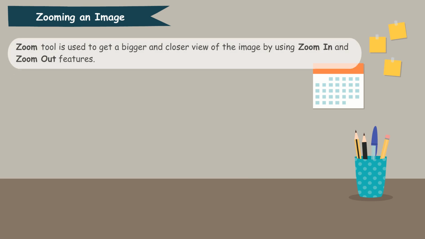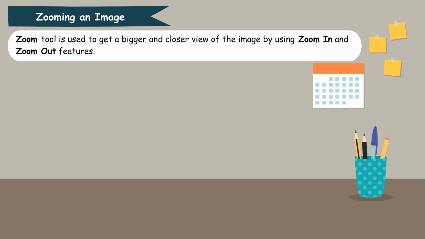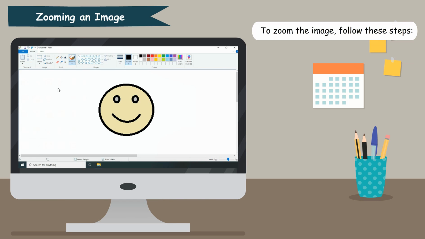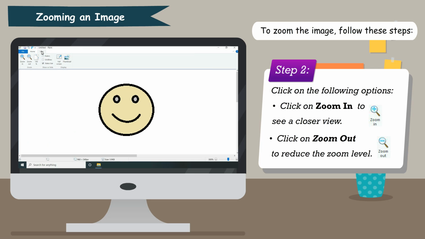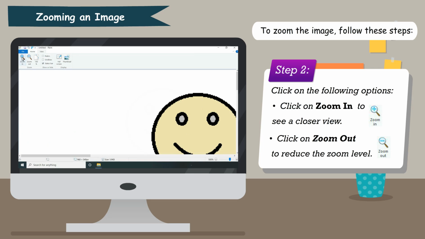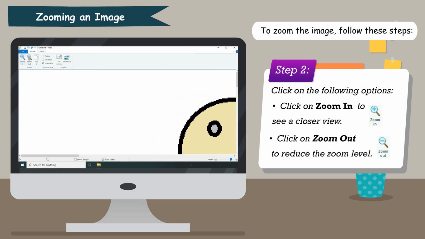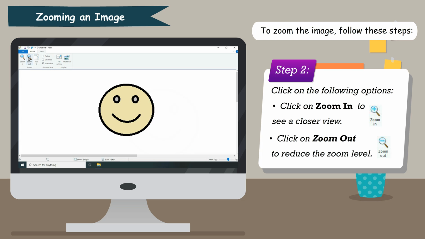Zooming an image. Zoom tool is used to get a bigger and closer view of the image by using zoom in and zoom out features. To zoom the image, follow these steps. Step 1. Click on View tab. Step 2. Click on the following options. Click on Zoom in to see a closer view. Click on Zoom out to reduce the zoom level.